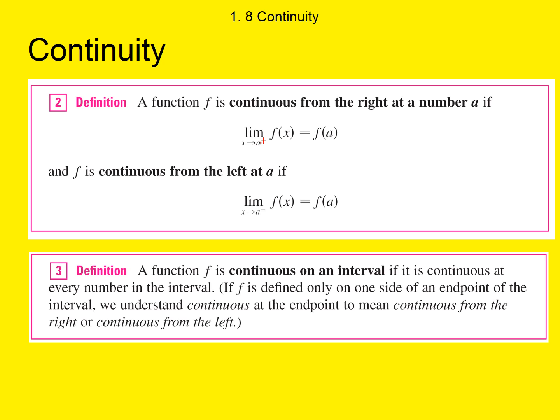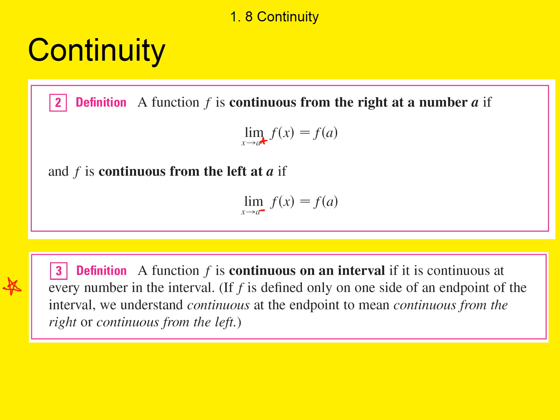Basically, they are a matter of putting the little plus sign or the little minus sign on the a and saying, okay, you have continuity from the right if as x approaches a from the right, f of x equals f of a. So same old definition of continuity, but with an extra symbol on there, similarly with the left-hand limit.